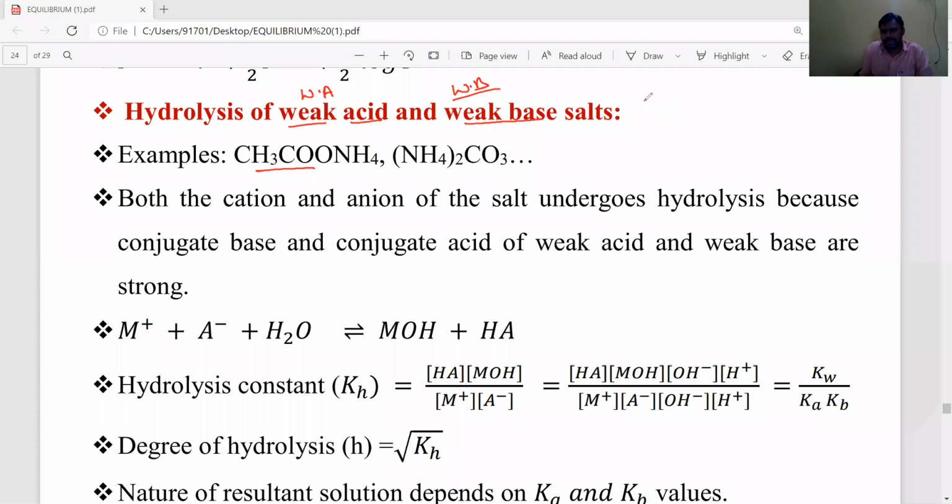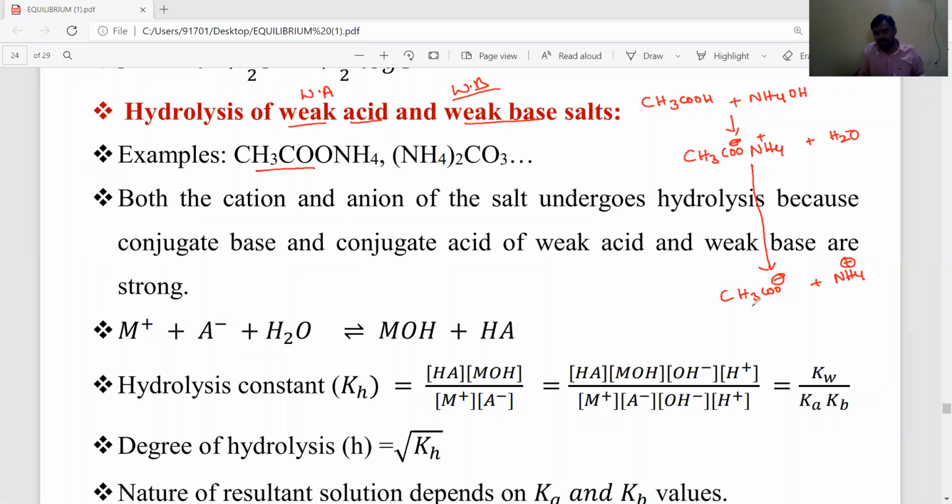This ammonium acetate is formed from acetic acid, CH3COOH, plus NH4OH, ammonium hydroxide. Both are weak and produce CH3COO NH4, meaning acetate ion and NH4 plus, and water. Now this type of salt in water produces cations and anions, CH3COO minus and NH4 plus.